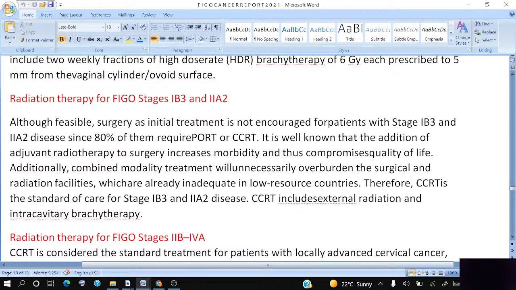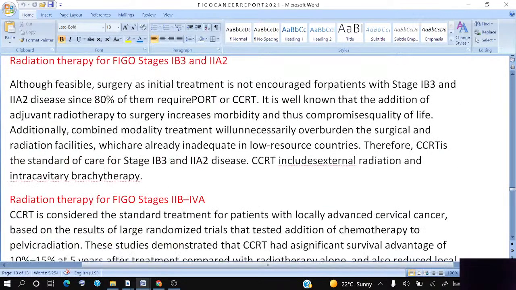So for radiotherapy in FIGO stages, from stage 1 to the very advanced stages, the management is feasible, initiating the treatment according to the staging. And here we can even go to postoperative radiotherapy or CCRT, the staging of management. So they said that in 80% of them postoperative radiotherapy and chemoradiation is required.